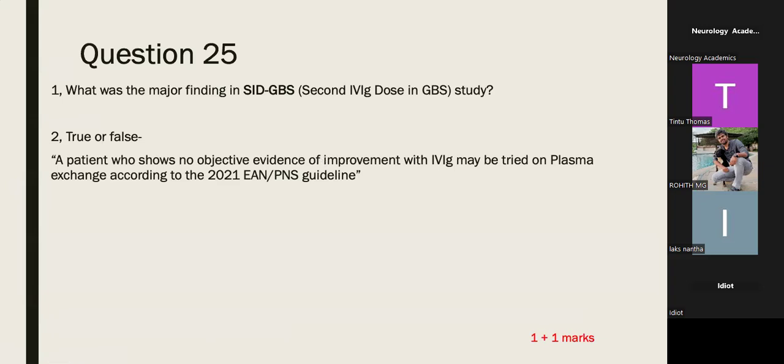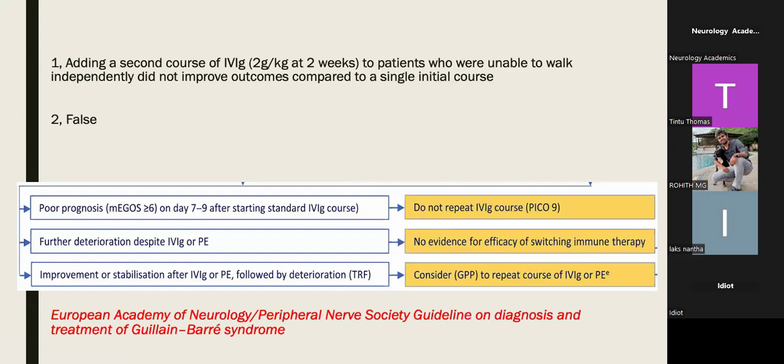Second IVIG dose in the GBS study. So if there is a failure of one of the first-line therapies, it may be more logical to consider whether there is a nodopathy and shift to a treatment for that, rather than switch between IVIG and plasma exchange. That has been shown conclusively to be not effective.